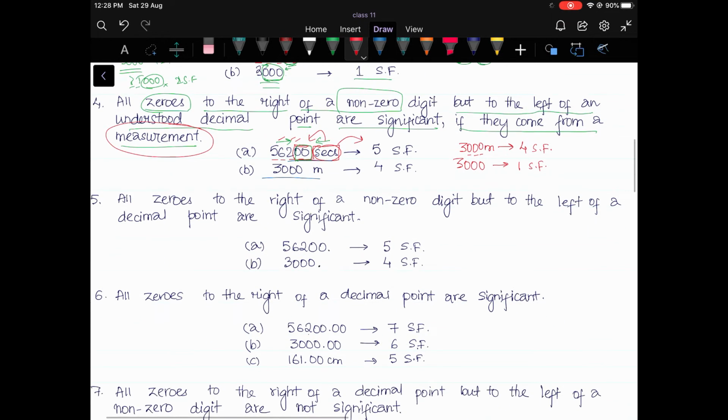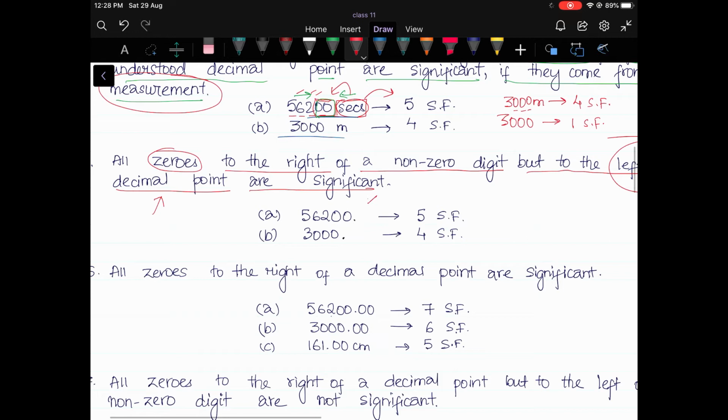The next rule is, all zeros to the right of a non-zero digit but to the left of a decimal point, not an understood decimal point this time, but a decimal point we have really written in our measurement, we have to count them as significant. That means, see here, these are not measurements because there are no units involved. But let's say we have kept a decimal point. The moment we keep a decimal point, it is not an understood decimal point, but we have written a decimal point. Even these zeros must be counted. So as a total, here we have 5 and here we have 4.